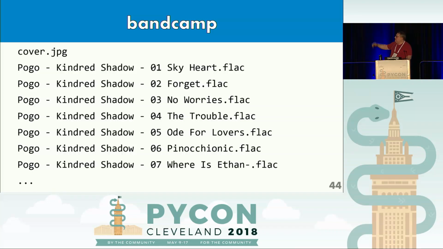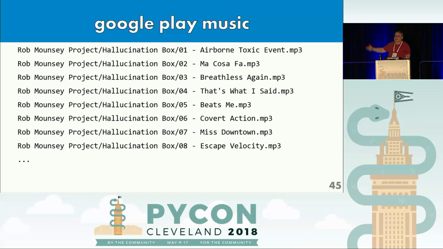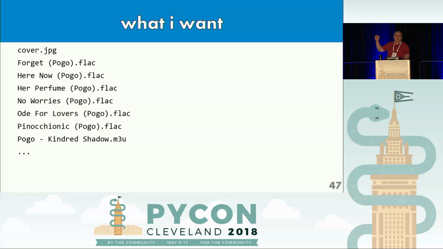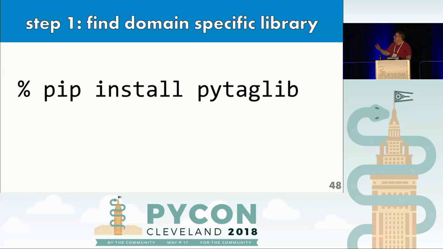So this is what Bandcamp looks like. Google Play Music likes to put them in subdirectories, which is a pain. I don't want those. CD Baby has these terrible file names that, again, don't contain spaces. I don't understand people. This is what I want it to look like. This is how I'm used to it from Winamp in the 90s. It should be name of the track, name of the artist. There should be a playlist file, an M3U file that contains the files in track order.